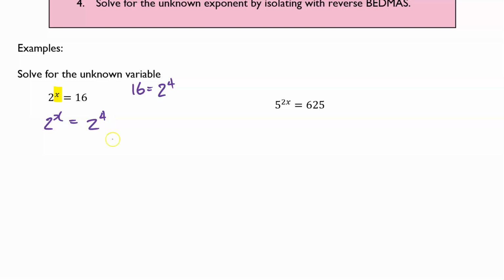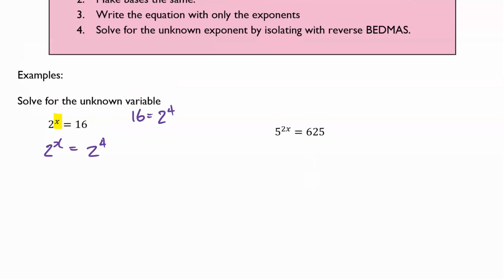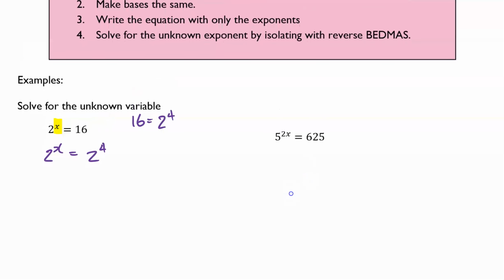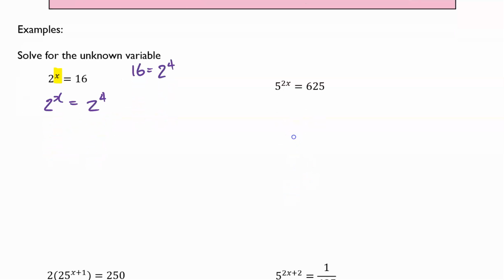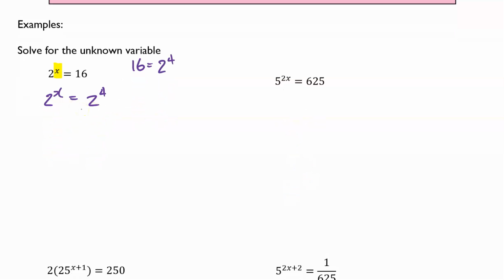All right. Third step says, now that you've got the bases the same, you want to write the equation with only the exponents. So the bases are the same. I can come in and do the third step and just write x is equal to 4. Since the bases are the same, well, then the exponents will have to be the same.